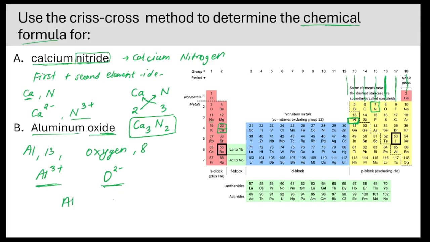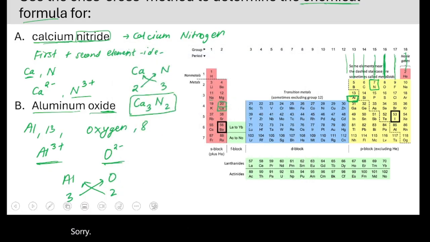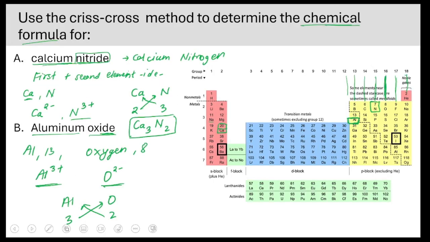Now we can use the crisscross. Aluminium has 3 charges, oxygen has 2 charges. Now we will assign these two to oxygen and these three to aluminium. Then our structure will be aluminium 2, oxygen 3, and this is aluminium oxide.